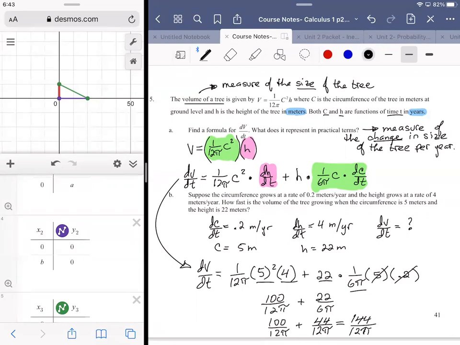And it's at this moment that you realize that this must be a fictitious problem, because there's no way real life works out this cleanly. 12 goes into 144 12 times, so 12 over pi. And we're talking about a rate of change of volume. Volume is cubic linear units, so cubic meters per unit of time, because it's a rate of change in terms of years, so cubic meters per year.